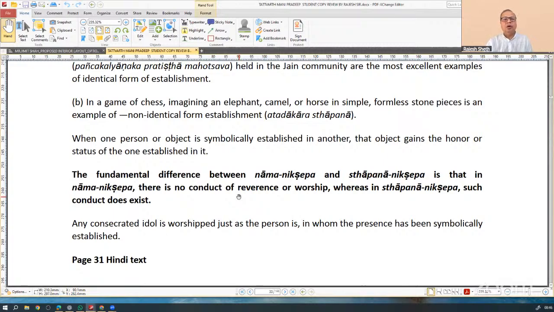We do pay reverence to the Tirthankar in our Mandirji, the Pratima in our Mandirji. The idol in our Mandirji is as good as a Tirthankar. So this is the difference between the two. Any consecrated idol is worshipped just as the person in whom the presence has been symbolically established. Now the third and the fourth. The third is the Dravyanic shape.